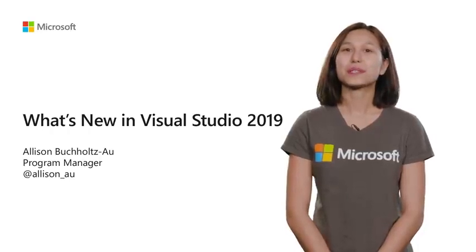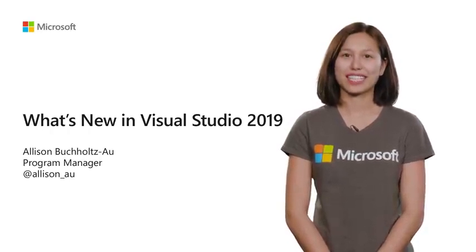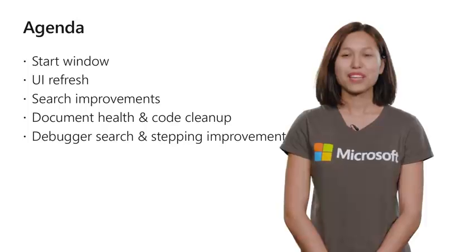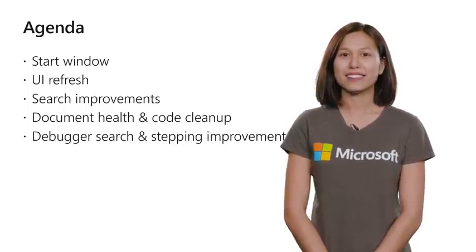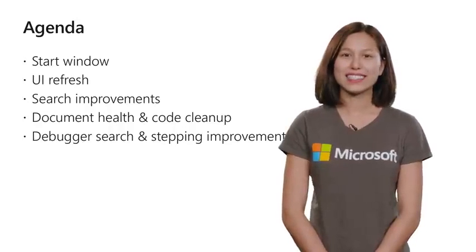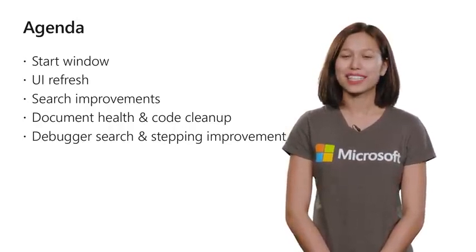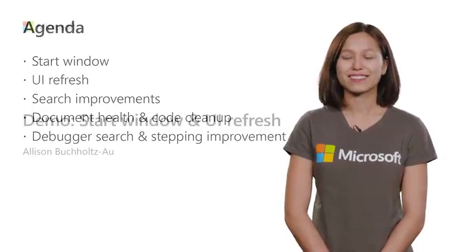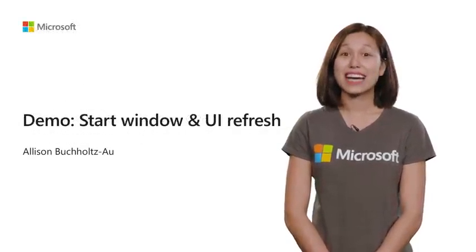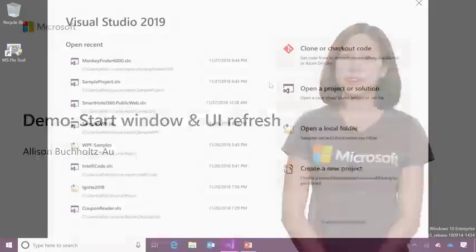Today, we're going to take a brief tour of what's new in Visual Studio 2019. We're going to look at our enhanced start window, the UI refresh we've made, search improvements in the IDE, document health and one-click code cleanup, and finally, debugger search and stepping improvements. Let's go ahead and dive into our start window and our UI refresh.